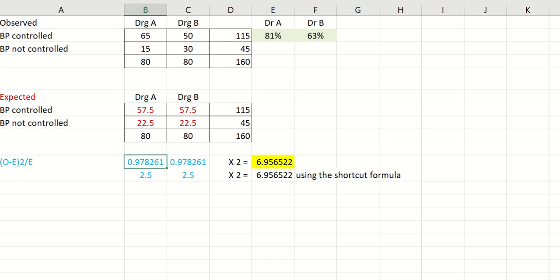you get, so for the first cell I got 0.978. For the second cell, actually it's the same calculation, you're going to get also 0.978. For the D, that's 15 minus 22.5, you square, you divide it by 22.5, you get 2.5, and for the last one, 2.5, you add these 4 values together, you get 6.95. This is the chi-square that we calculated, okay, 6.95.